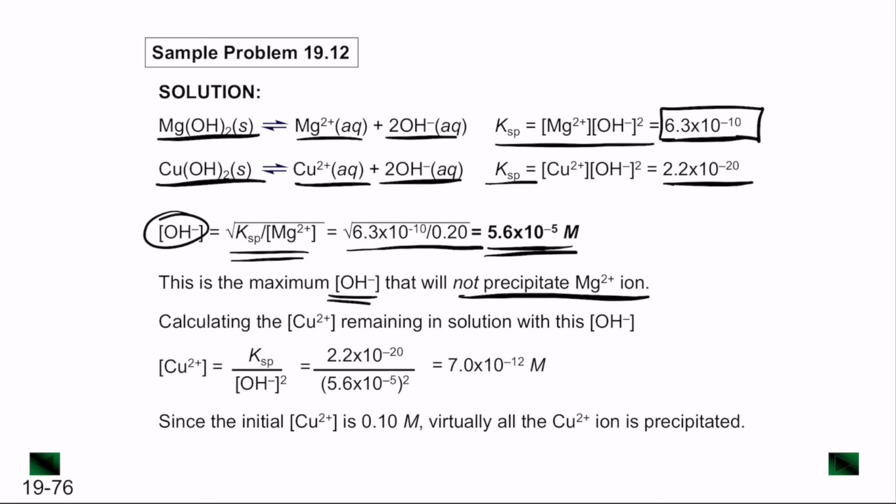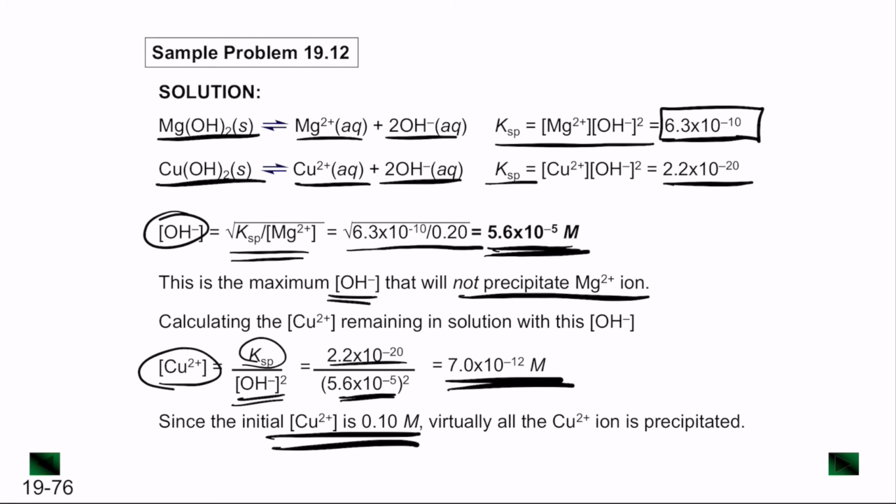Now how do you calculate the Cu2+ ion? Again, use the same principle here: KSP divided by OH- squared. The KSP value is already found, and OH- we have calculated from here, so calculate the Cu2+. Because the initial concentration is 0.10 M, virtually all of the copper ions are precipitated.